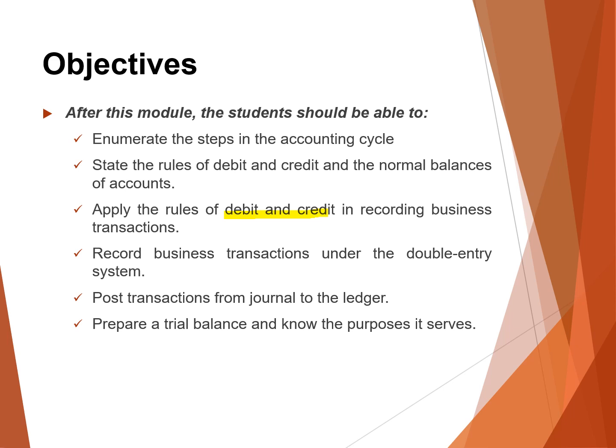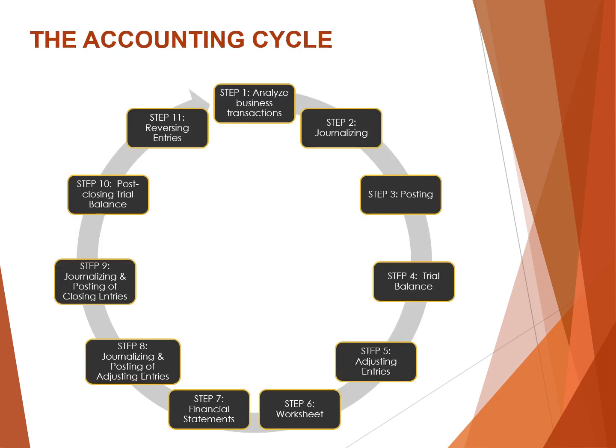Record business transactions under the double entry system. And then post transactions from journal to ledger. Okay, ledger. And then prepare a trial balance. Here is the accounting cycle. As you can see, there are 11 steps in accounting cycle.